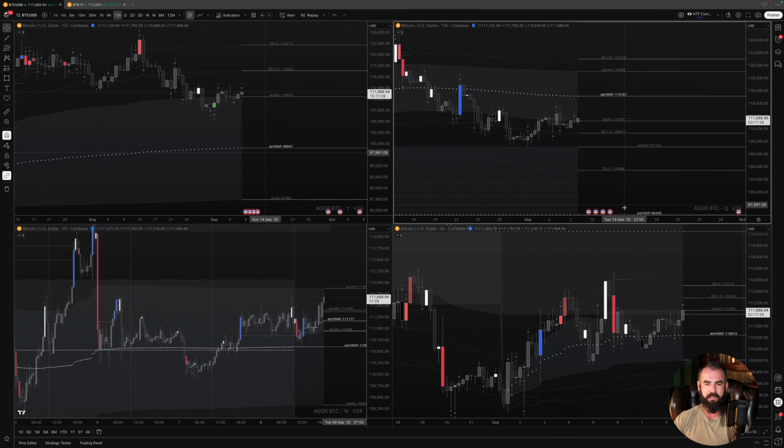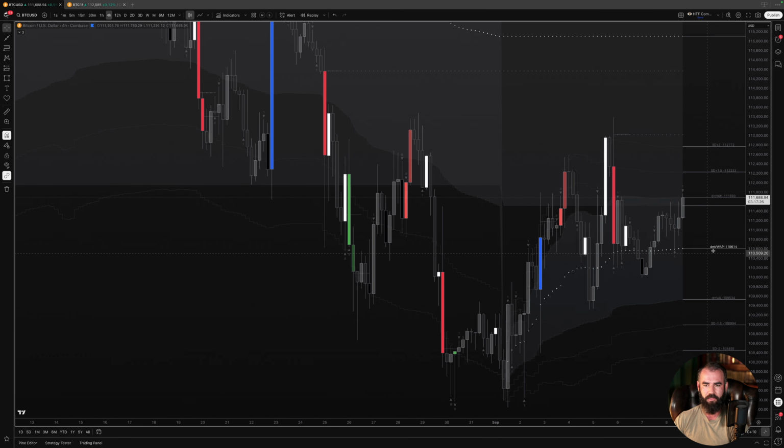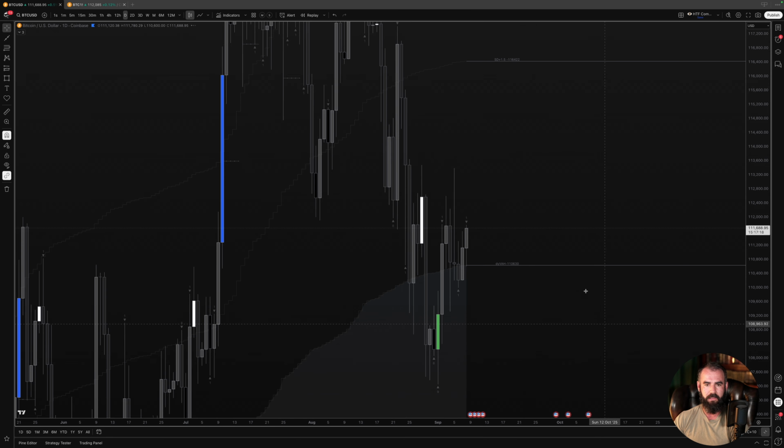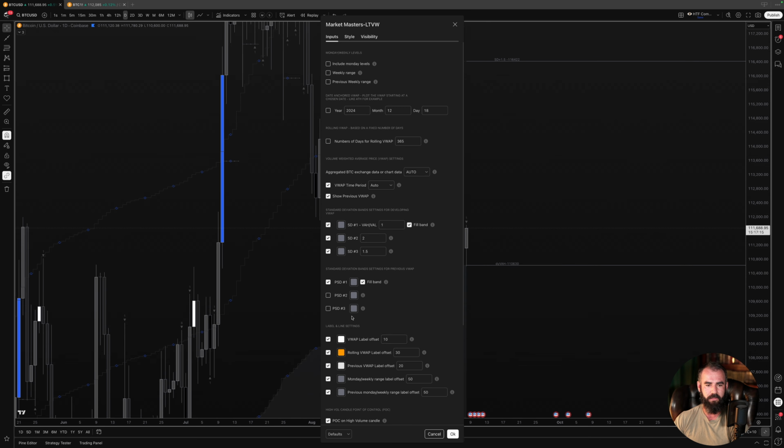So we'll move on to the monthly. Now this is one clear level at the moment, which is the previous month value area low. Okay, so we're looking at on the 4 hour, we go up to, say, a daily or something, and I'll just convert this back to a monthly.